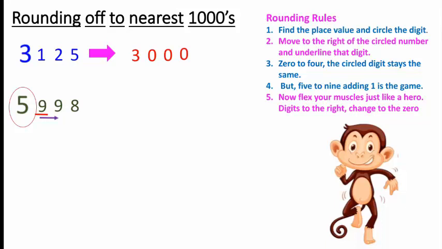So in this case, children, when the underlined digit is equal to or greater than 5, we need to see whether this underlined digit is equal to 5 or greater than 5. In that case we need to add 1 to the circled digit. So what will be our rounding off? When we add 1 to 5, we will get 6. Understood? And the rest of the digits, as per the rule, will become 0.